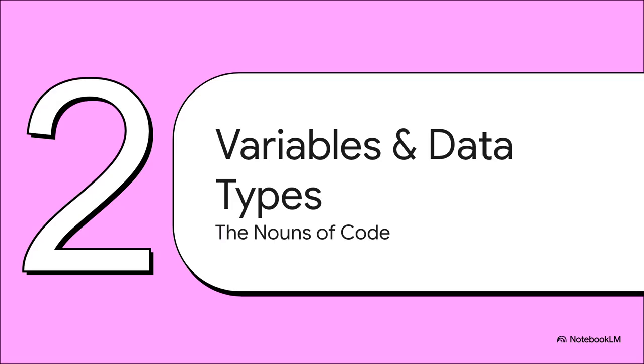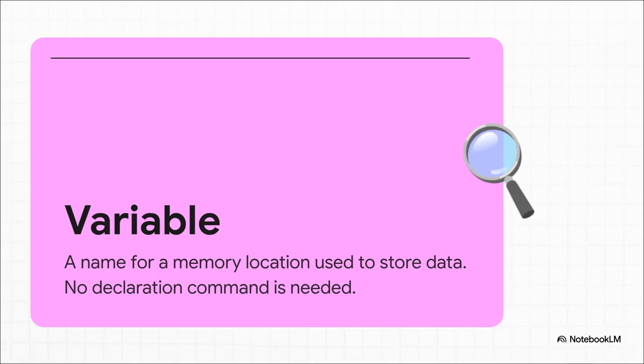And that brings us to section 2. Variables and data types, the nouns of code. Because before we can do anything, we need to know what things we're actually talking about. That is exactly where variables come in. A variable is simply a name given to a memory location in your program, and we use it to store data.